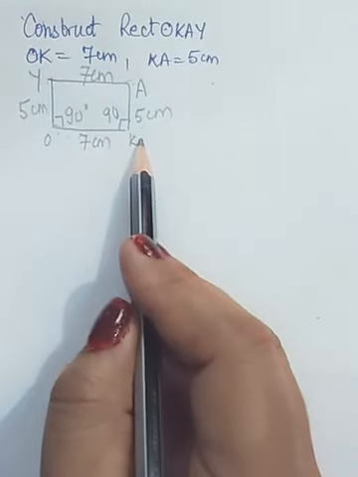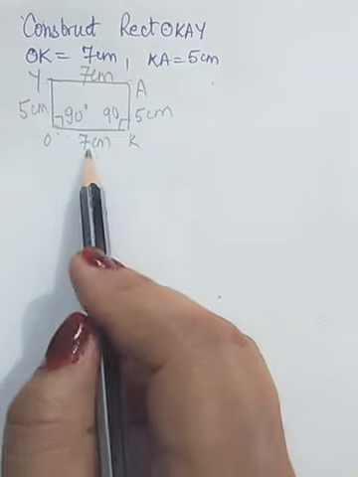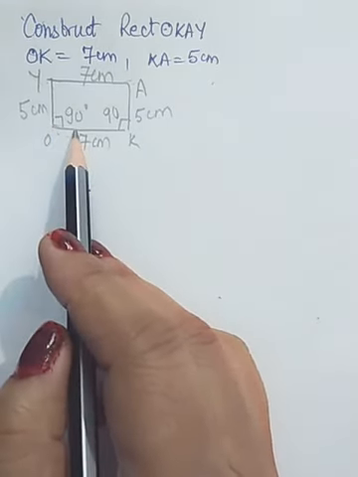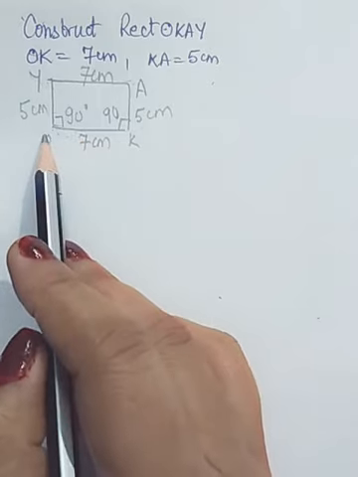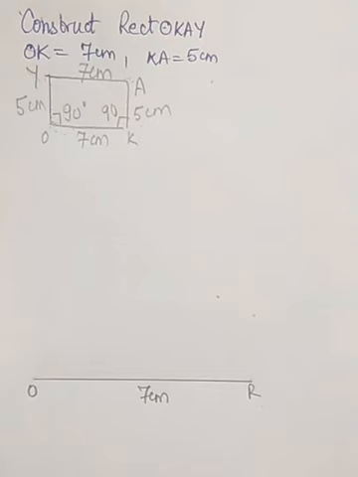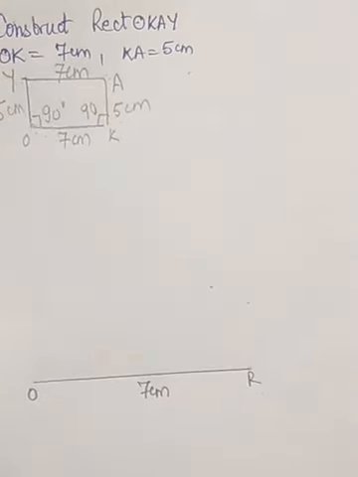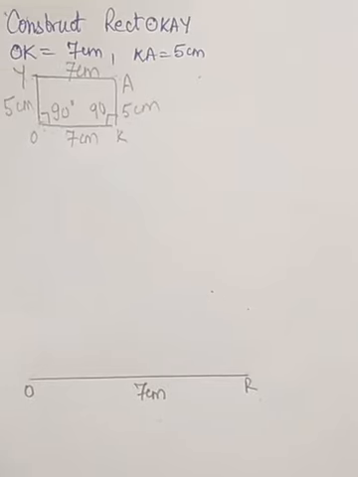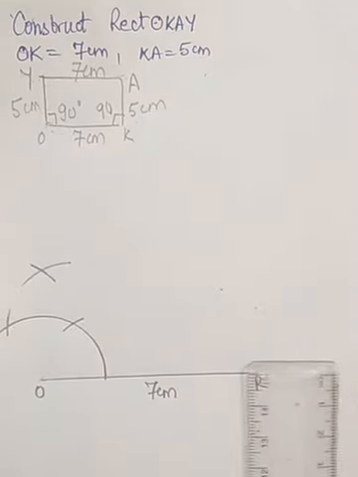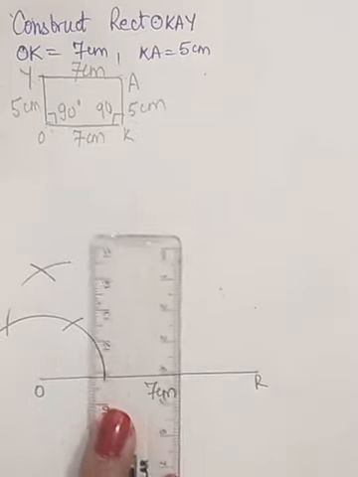I'll start by drawing a base of length 7 centimeters, and from point O I'll draw an angle of 90 degrees with the help of a compass, from point O and at point K also. Let's start now. I have drawn a length OK of 7 centimeters. Now at point O, I am going to make an angle of 90 degrees with the compass. I have cut the arcs of 90 degrees. Join this.